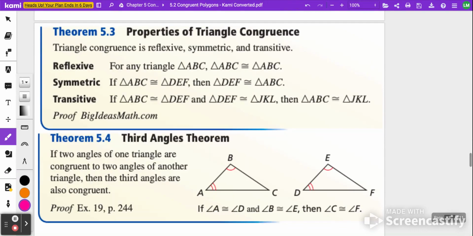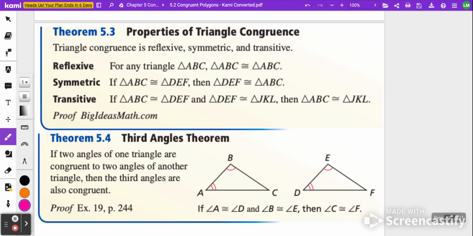All right, let's go ahead and talk about some theorems. We have first theorem 5.3. This is the properties of triangle congruence. For any triangle ABC, if ABC is congruent to ABC, that's the reflexive one. So this is kind of taking it back to chapter 1, chapter 2. Symmetric just means if ABC is equal to DEF, then DEF is equal to ABC. And then transitive, if ABC is equal to DEF and DEF is equal to JKL, then ABC is equal to JKL. Okay, equal, congruent, same kind of type of deal.